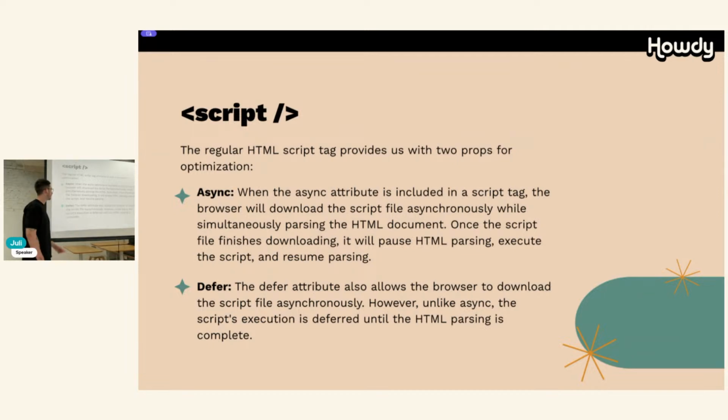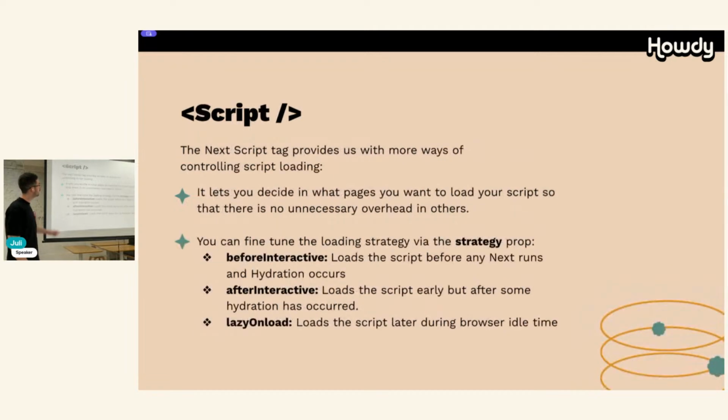That's not ideal. Then we have the defer attribute, which basically tells the browser, hey, you can download the script async, and you can just load it after HTML is done parsing. So a combination of the two is preferred, but we can still do better. We can use the script tag from Next.js.